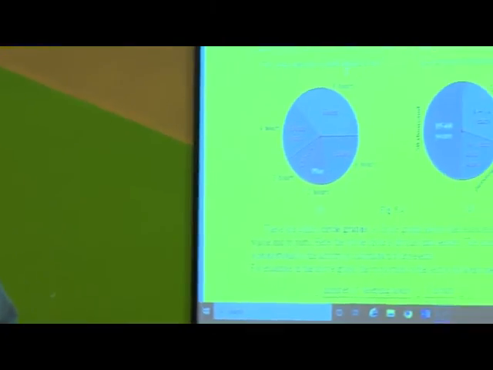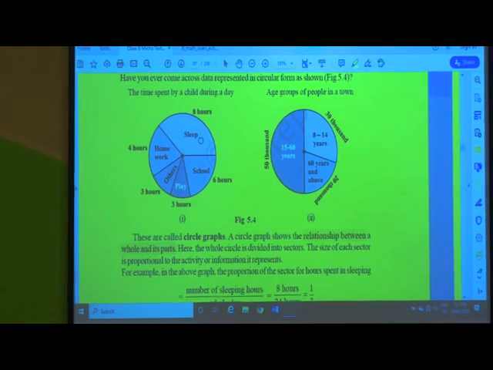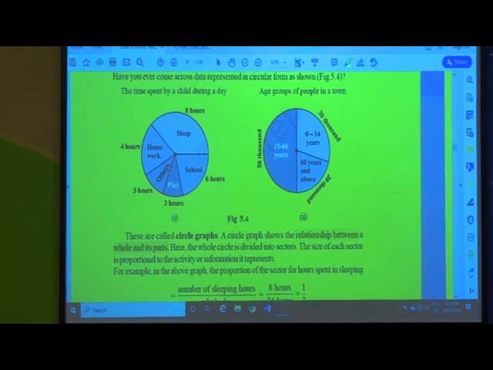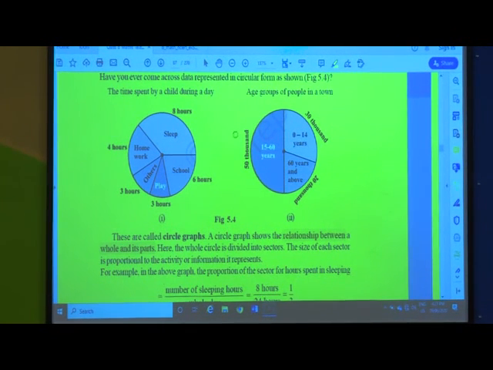Students, in the previous session, we had seen how pie charts are and we had studied that. If you remember, we had seen the example of a whole day spent by a child on different activities. His 8 hours sleep, 4 hours homework, 3 hours other work, 3 hours play and 6 hours school time. And the second example was age group of people in a town.